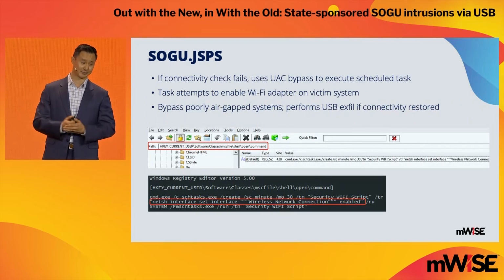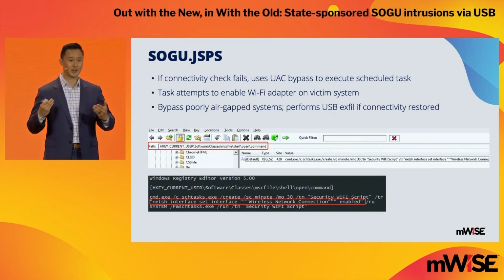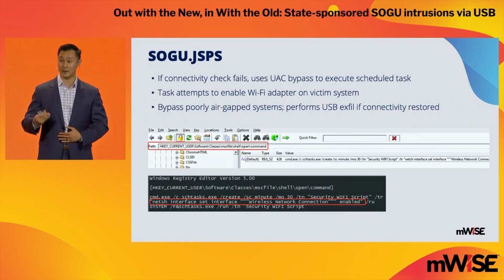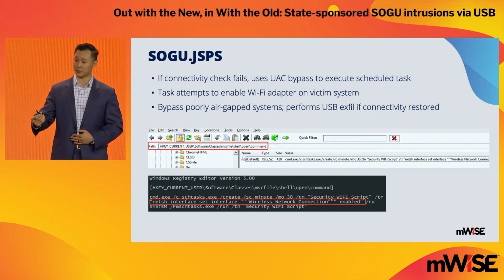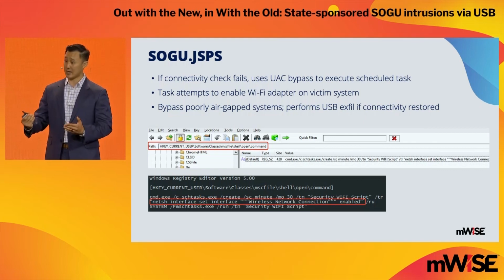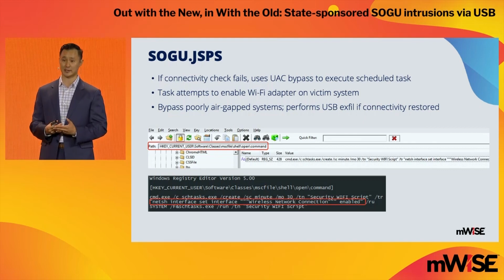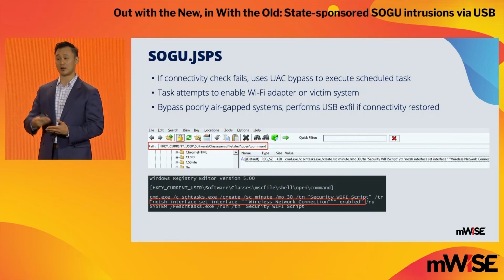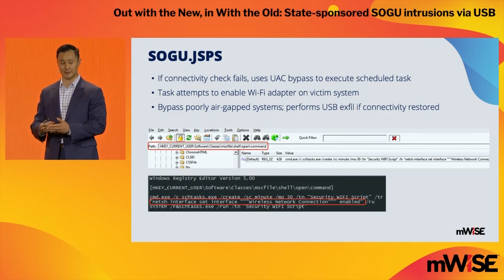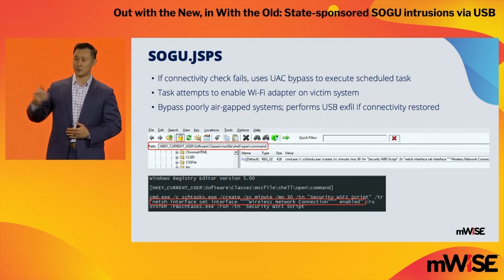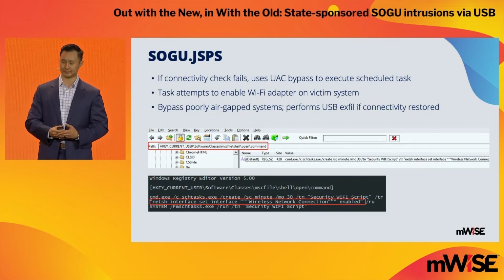And this is how it does it. If its internet connectivity check fails, it uses a UAC bypass to execute a scheduled task. And that's what we see on the first graphic. On the second graphic is the scheduled task it executes. It attempts to re-enable the wireless network adapter. And if this is successful and it's able to re-enable the internet connection on a poorly configured air-gapped system, it can then exfiltrate those files from the air-gapped system to the SOGU C2 server.